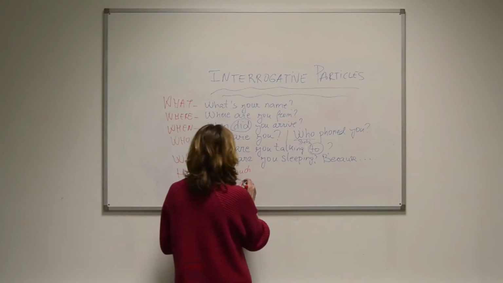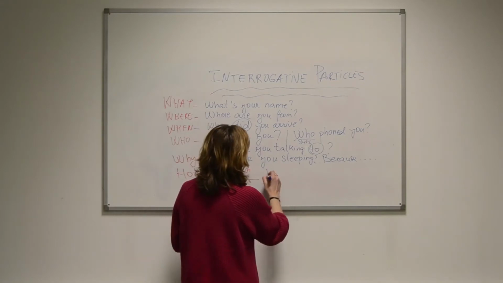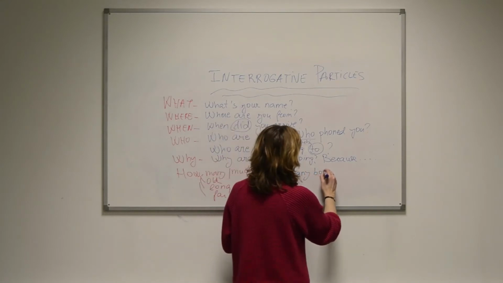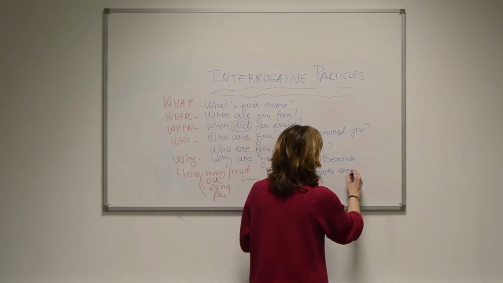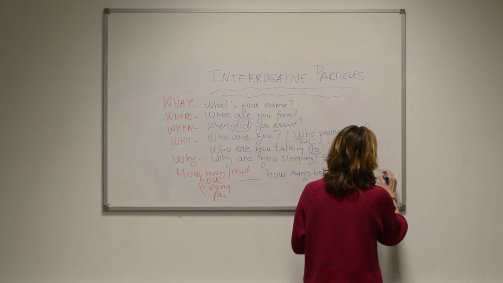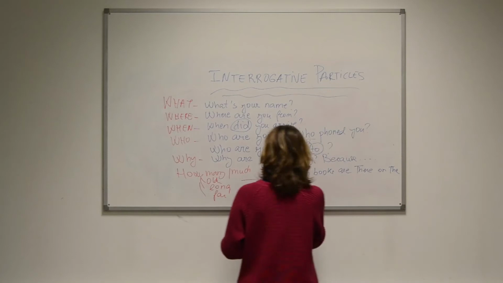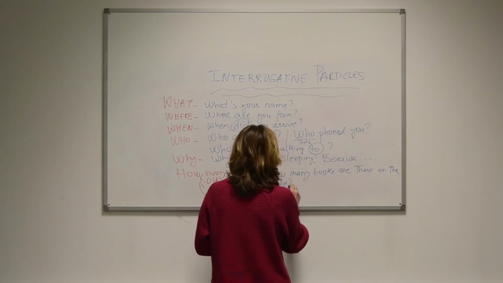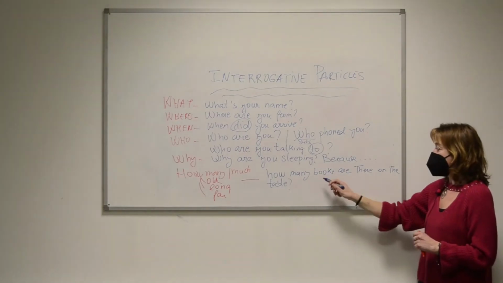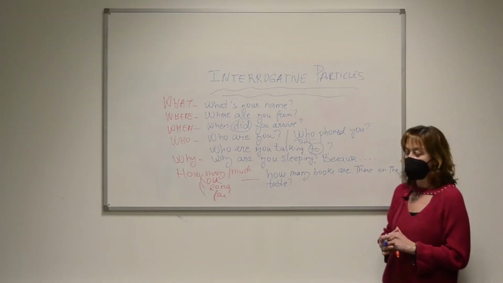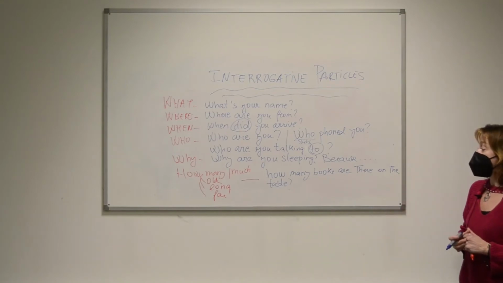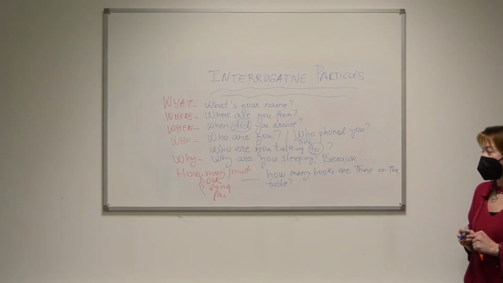For example, how many books are there on the table? How many? We use many. In this case, we use many and not much because books can be counted.